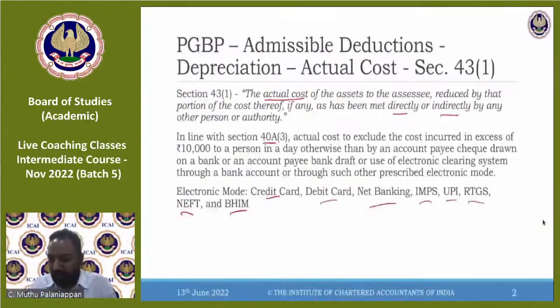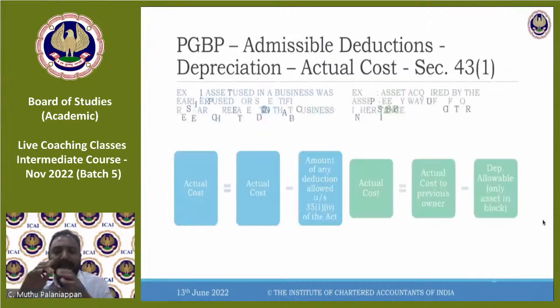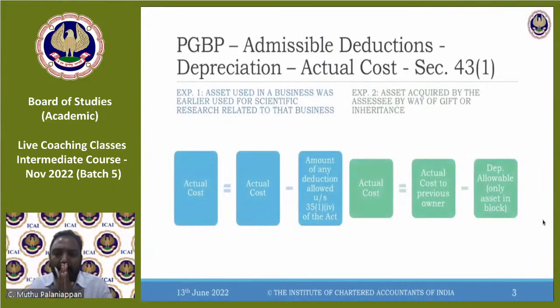Now this actual cost is generally the cost, right? So there is no confusion about it. 43 clause 1 provides a definition of what actual cost is. But there are various different scenarios on how you need to arrive at the cost. So some of them are discussed here. And again, we'll discuss whatever is relevant here for your examination.